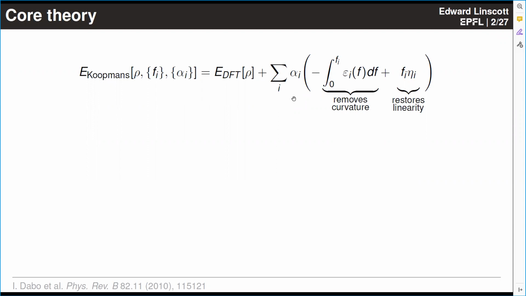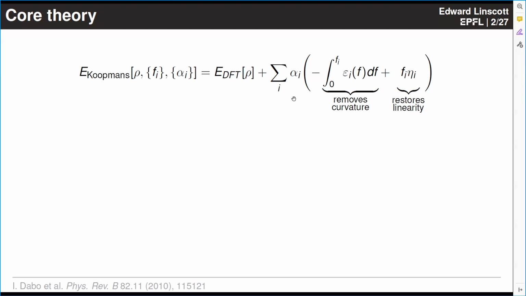But here, this sum over i is over each orbital in our system. So we're applying this correction orbital by orbital on our system. This first term is the term that removes the erroneous dependence of the orbital energy on its own occupancy. And here we're replacing it with a term that's linear. The effect of this is to impose this piecewise linearity.